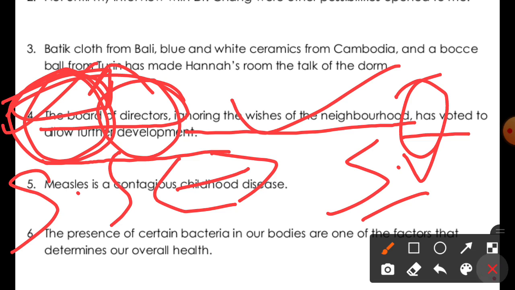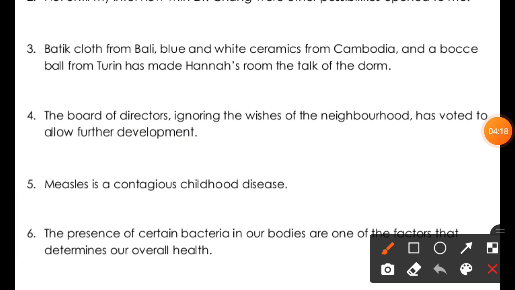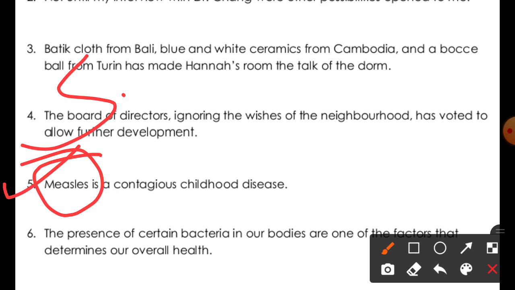Now let's move forward to sentence number 5. Sentence 5 says that measles is a contagious childhood disease. Measles is your subject. We are talking about a disease called measles, and see the spelling, MEASLES. So you might be thinking that it is a plural subject, but no, S is there in the spelling of measles. If you erase the S from the spelling, then it will become measle and measle will be incorrect.